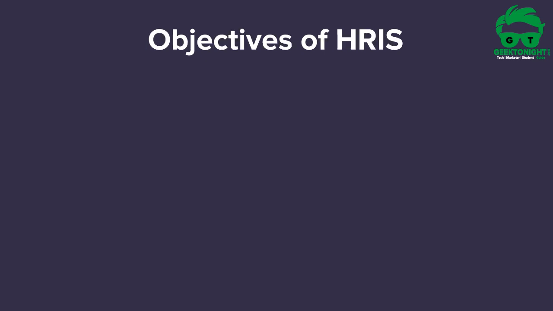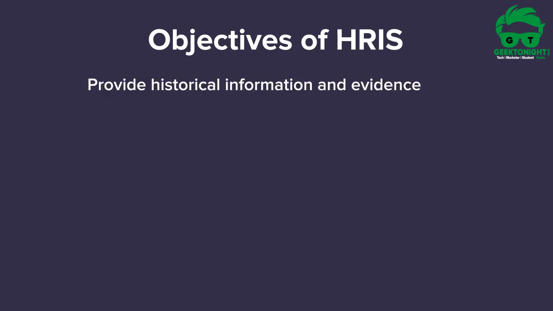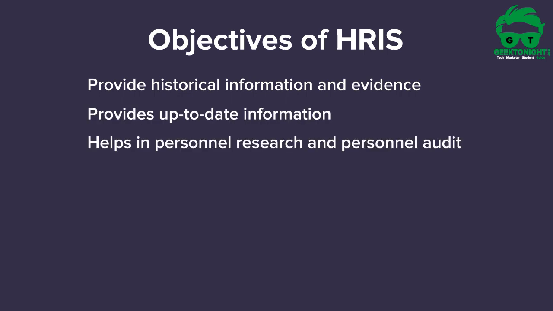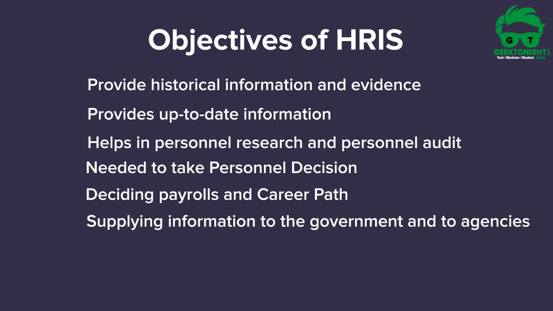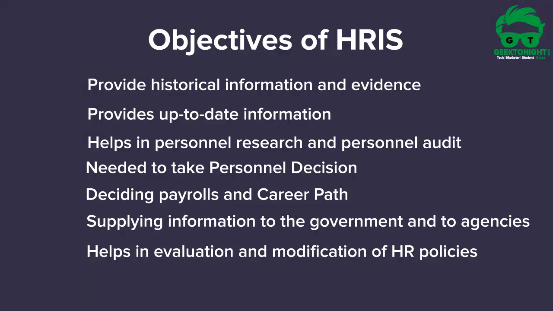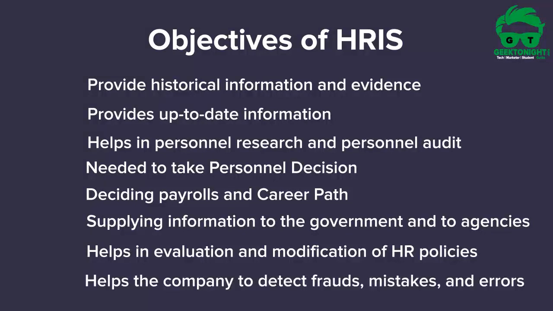After information provided by HRIS, here we come to objectives of HRIS. Objectives of HRIS is very important for an organization to maintain nowadays. Many organizations are working on HRIS to keep a sound and accurate record for their human resource. Here comes a lot of objectives of HRIS. 1. Provide historical information evidence. 2. Provides up-to-date information. 3. Helps in personnel research and personnel audit. 4. Needed to take personnel decision. 5. Deciding payrolls and career path. 6. Supplying information to the government and various agencies. 7. Helps in evaluation and modification of HR policies. 8. Helps the company to detect frauds, mistakes, and errors.